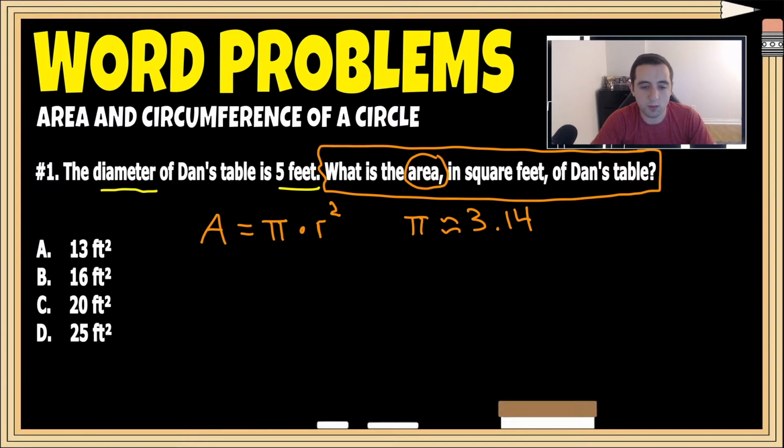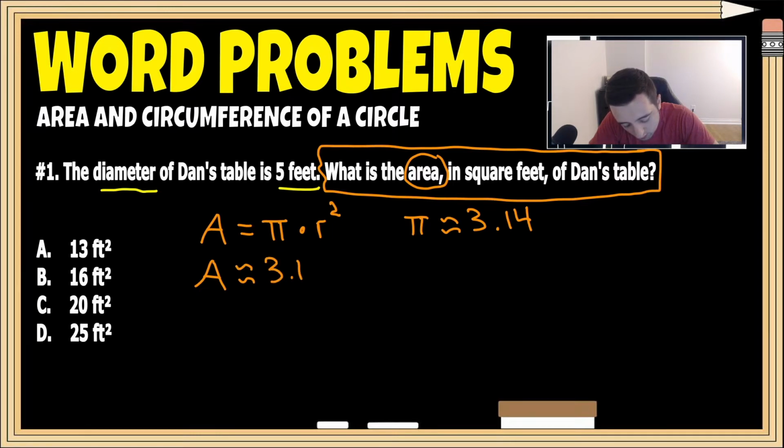So we have area equals pi times the radius squared. However, I'm not given the radius. I'm given the diameter, or the full length of the circle, which is 5 feet. To figure out the radius, we need to take our diameter and cut it in half. So half of 5 is 2.5, or 2.5 feet. I'm going to plug in 2.5 in place of my r for radius. So we have area equals, and since we are approximating pi at 3.14, I'm going to change this equal sign to an approximately, since we're not using the exact value for pi.